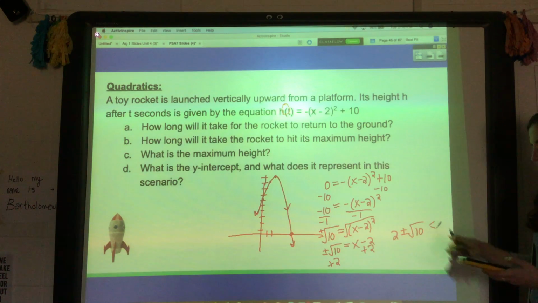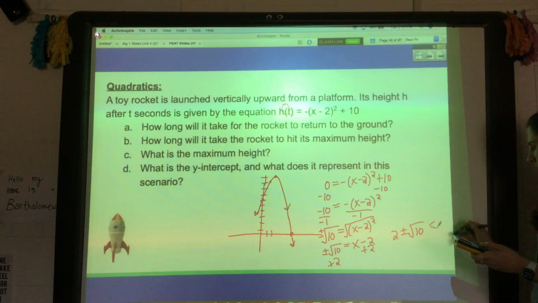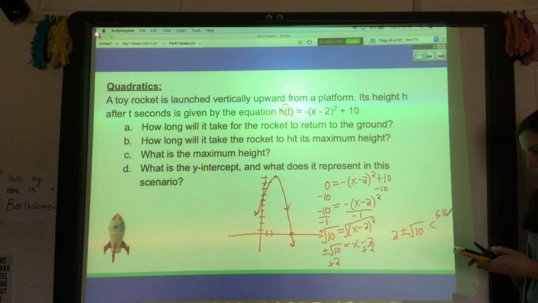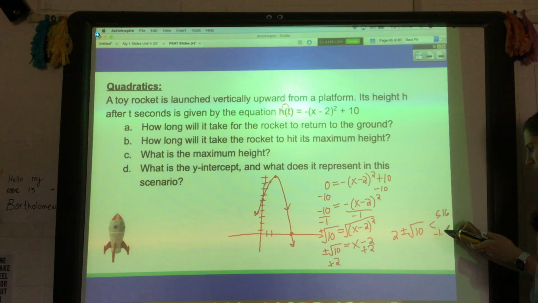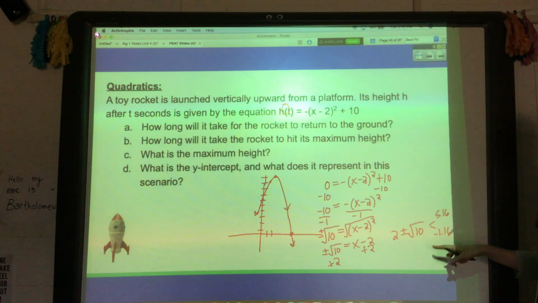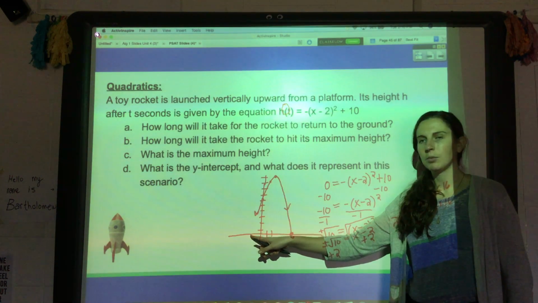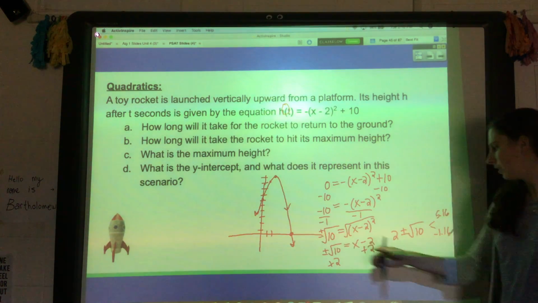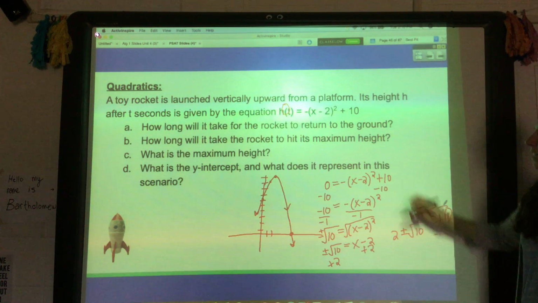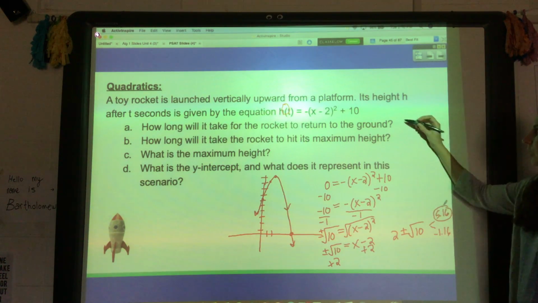So 2 plus the square root of 10 gives you 5.16 approximately, and 2 minus the square root of 10 gives you negative 1.16 approximately. That's obviously not the one we want because we don't want to talk about negative time. We want the one that's positive. So about 5.16 seconds is how long it takes the rocket to return to the ground.